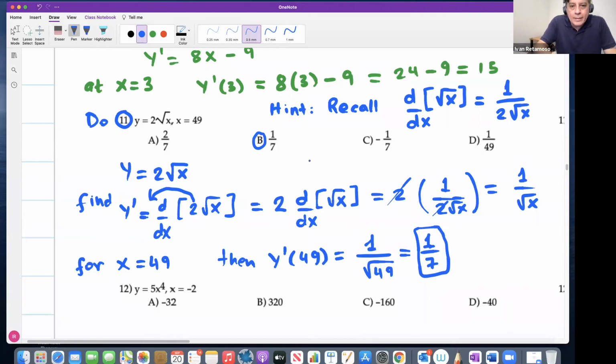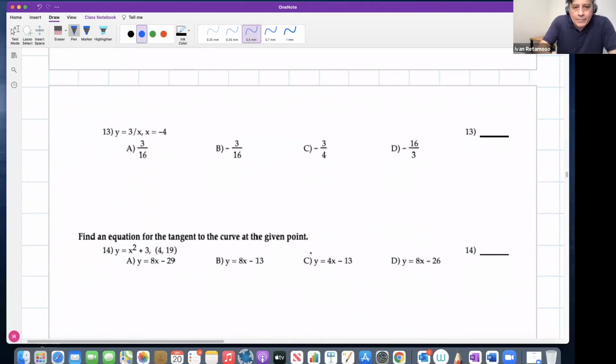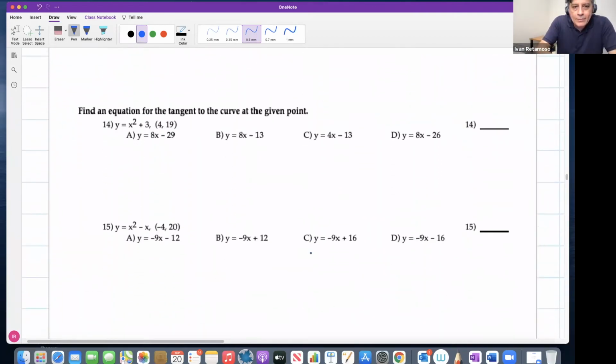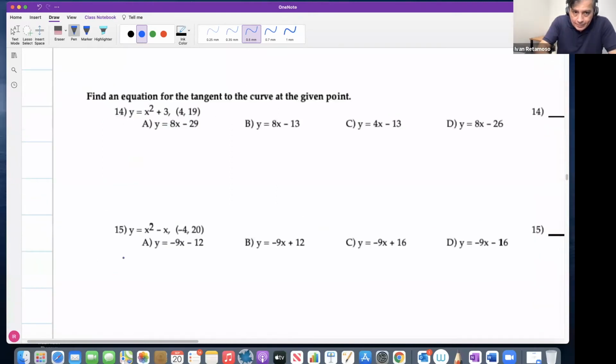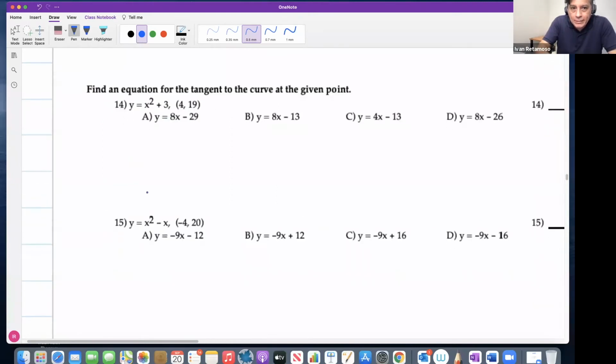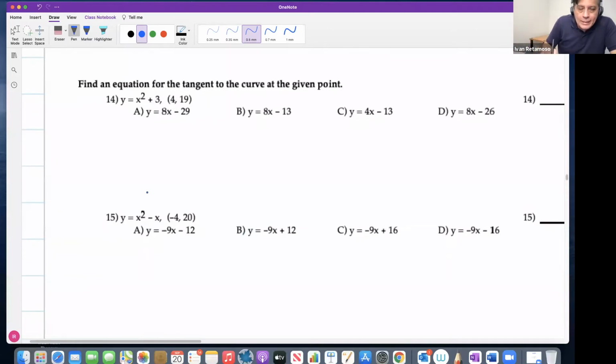Very good. This here is another one where they are asking you to figure out not just the slope of the tangent line, but the equation of the tangent line, right? So I'm gonna do number 14. I'm gonna ask you to do number 15, okay? For number 14, they are giving you this function y equal x squared plus 3, right? And they are asking you to figure out what is the equation of the tangent line at this given point.